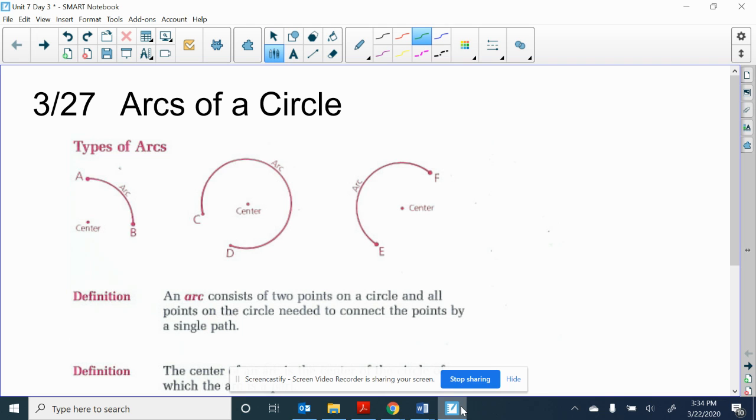Hello, geometry class, and welcome to our notes on section 10.3, arcs of a circle. So I'm sure you all know what an arc is. An arc is a piece of a circle. It's like the line segment of a circle. It has a starting point and an ending point, and it contains all of the points on the circle in between those two endpoints.